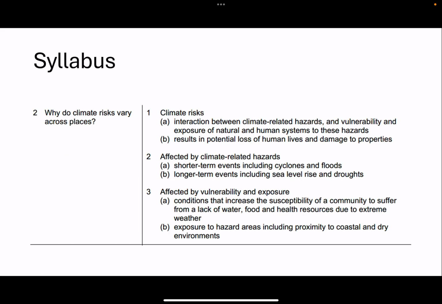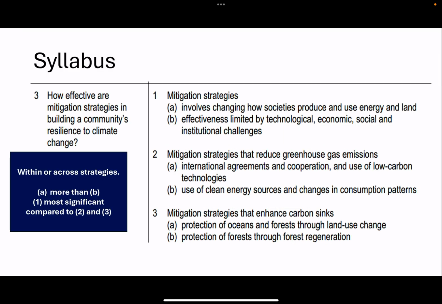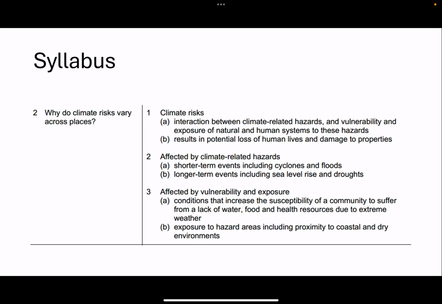Okay, so for KQ2, why do climate risks vary across places? In this area here, we will be looking more at the interaction between your hazards and human systems, how it impacts humans, how it can potentially lead to loss of human lives. And also what are some of the short-term events that can happen? What are some of the long-term events that can happen in terms of climate risk? So short-term events are your climatic hazards, largely the hazards that come because of climatic change. Long-term ones are things that are constantly growing in intensity, becoming more and more often, more and more serious, but it's a gradual, slow process. But if you look at it over the past 10 years, then you realize, oh gosh, in the past 10 years, sea level rise has been significant, or the duration of droughts has been significant.